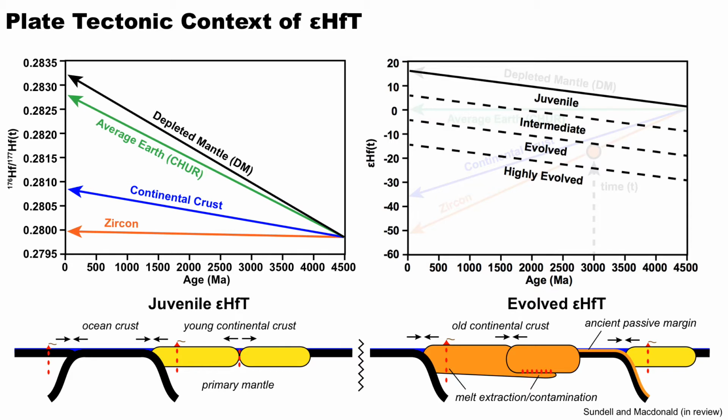For example, in the bottom left, juvenile melts are typically associated with regions of thin, young continental crust where there's lots of primary mantle extraction, whereas more evolved melts are associated with old, typically thickened continental crust, or the subduction of some ancient passive margin containing abundant old radiogenic detrital zircon.